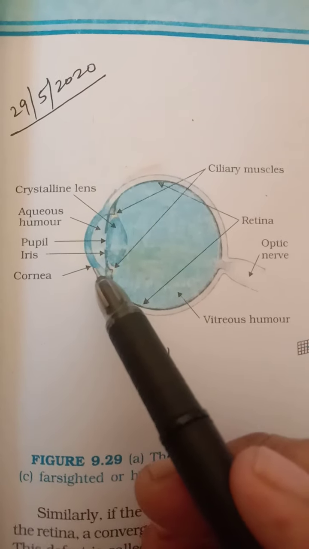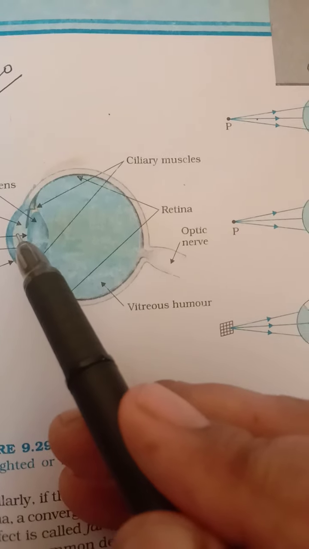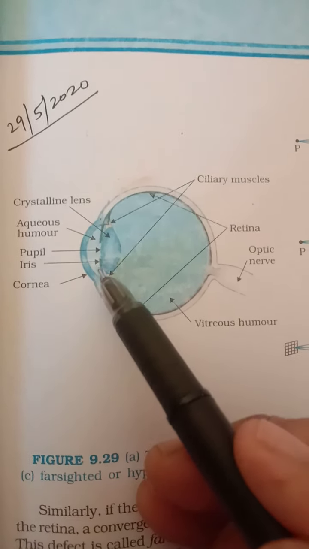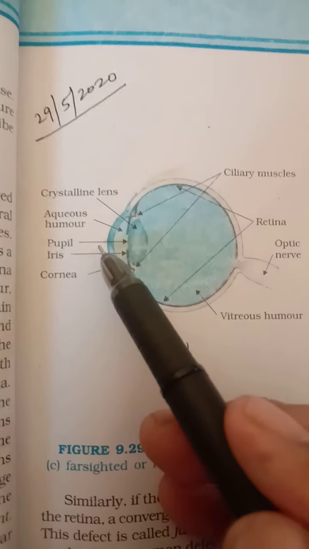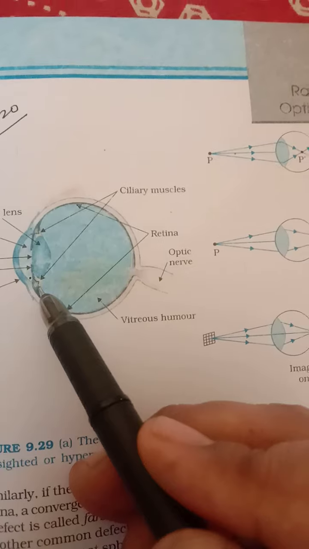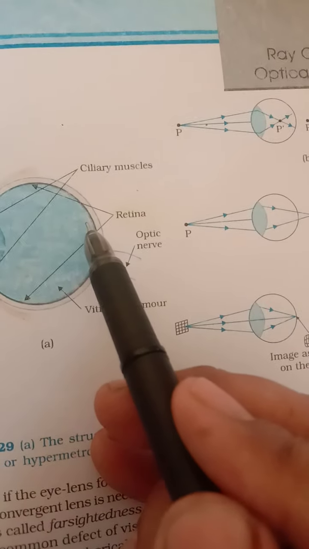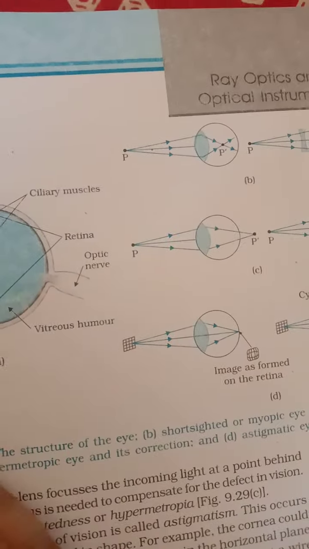Then it passes through the pupil. The adjustment of the light is done by the holes of the iris, which is present inside the pupil. And the function of the pupil is also to control the ciliary muscles. And then the light gets focused on what? Retina. The size of the pupil can be changed under control of muscles.